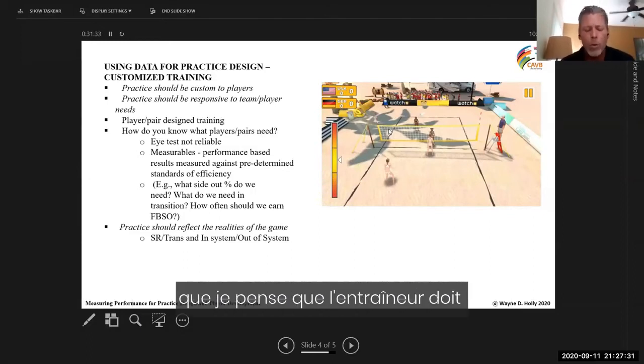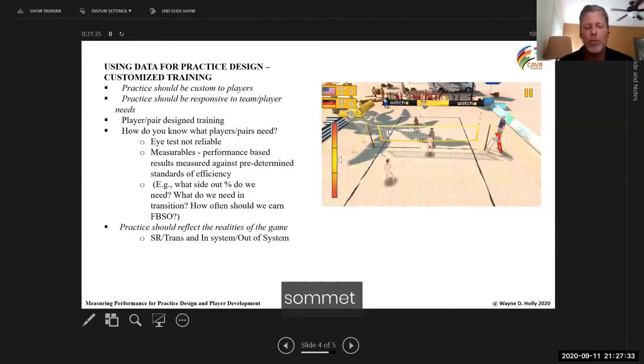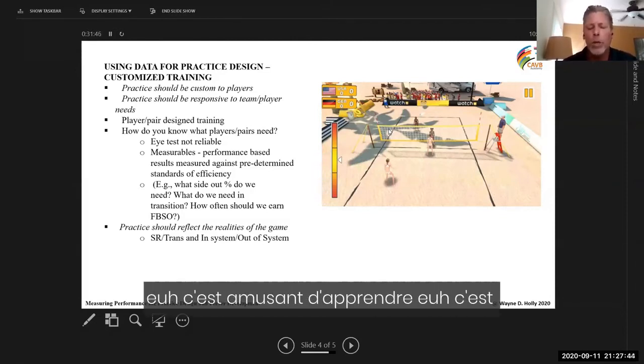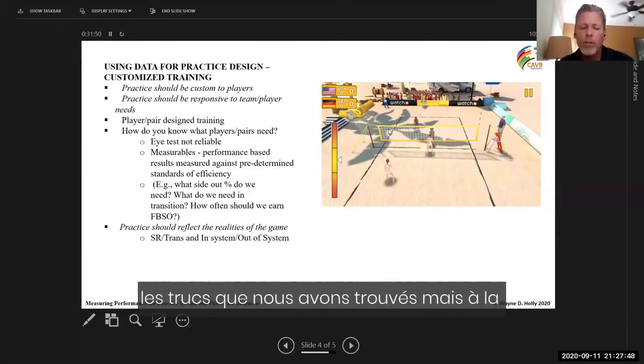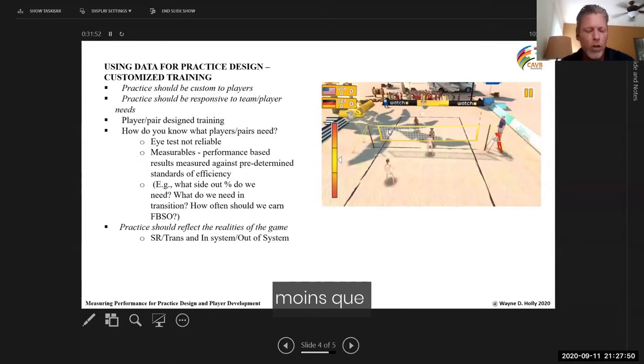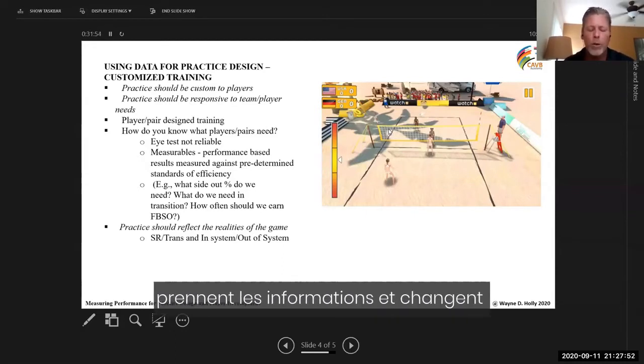And that essentially was the culmination of all of this data, of all of this learning. It's fun to learn. It's fun to write articles about the stuff we found. But at the end of the day, it doesn't mean anything unless we are taking the information and changing the humans that we have in front of us. That's the coach's task, as I see the job. And so this allowed us to do that.